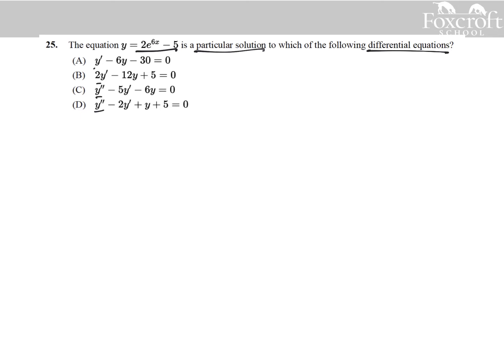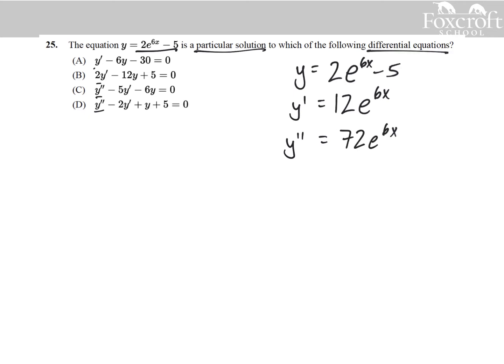So what we would have to do to check this is we have our original function. We have to find our derivative and our second derivative. 6 times 12 is what, 72? All right, so those are our three functions, and we plug them in.